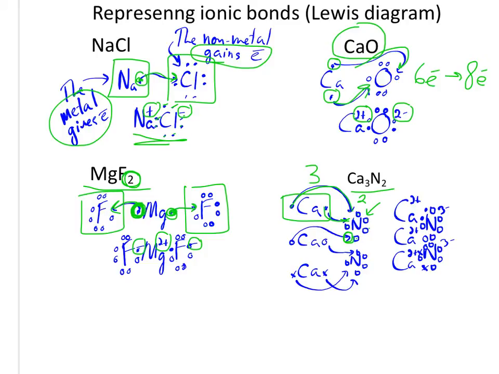So you need another calcium. 1 and 2. So now that calcium is satisfied. That nitride is satisfied, but not the last 2. It still has 1 and 2 spots. So I need 2 more electrons to fill it up. That's why I need so many calcium, and that's why I need so many nitride.